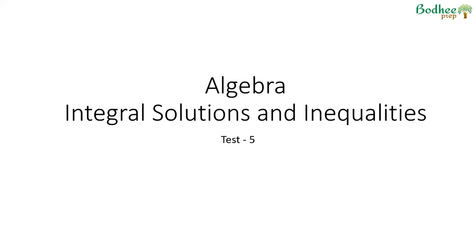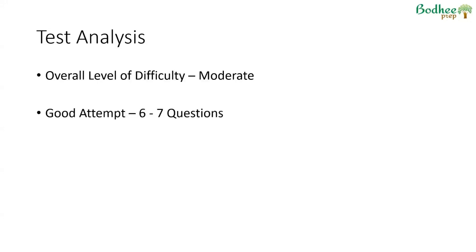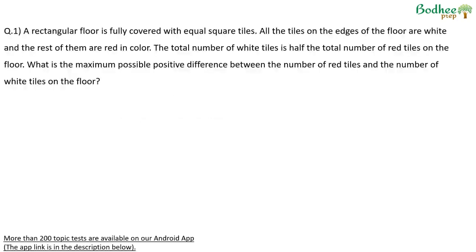Now, this video is on integral solutions and inequalities topic. This is the fifth test in the series on this topic. The overall analysis for this test would be a moderate level of difficulty. About 6 to 7 questions net correct would be a 95 plus percentile, and the attempt time ideally would be somewhere around 21 to 24 minutes. Not saying that we do all the 10 questions in this time, but at least get our 6 questions correct and have gone through all the questions.